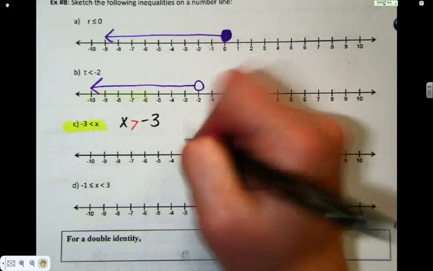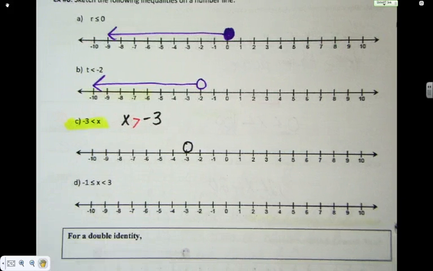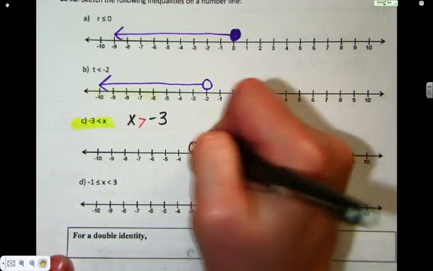Go to negative 3, draw a dot. Figure out if we're coloring it in. Why not? No line. Figure out the arrow. This is why it's important you understand we have to flip that sign, because if you didn't, we'd go to the left, but we want to go to the right.